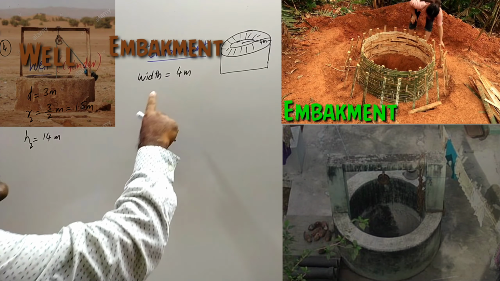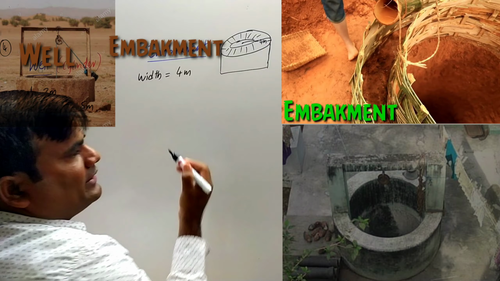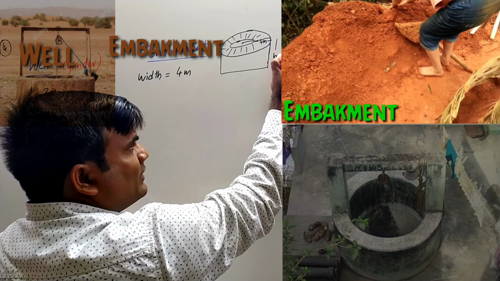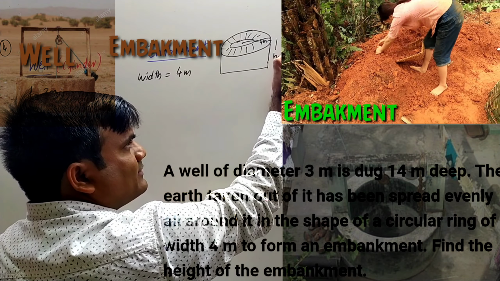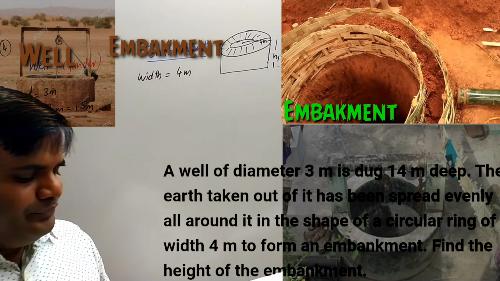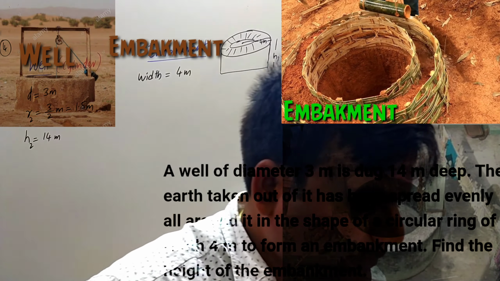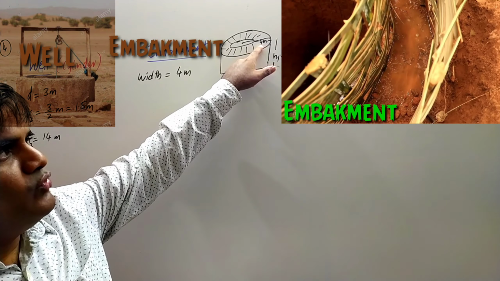Next, the width of the embankment is 4 meters. The width of the embankment, this one, is 4 meters. Next, the height of the embankment, this one we need to find. Height of the embankment, H1, is our question mark. Find the height of the embankment. So we need to find the height of the embankment. Width of the embankment is equal to 4 meters.